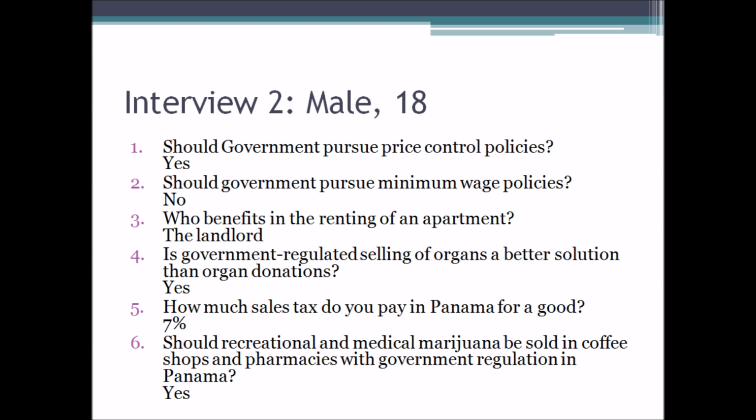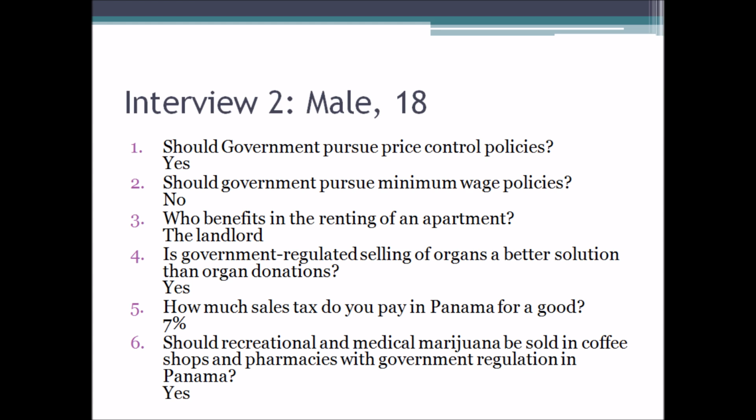In your opinion, should government pursue price control? I agree. Do you think that government should pursue a minimum wage on jobs? No. What about if a person rents an apartment? Who do you think benefits in that transaction? The tenant or the landlord? The landlord. For people waiting for organ transplant, do you think it's better for government to take control in selling them? Yeah, because it could be more healthier than the other ones.